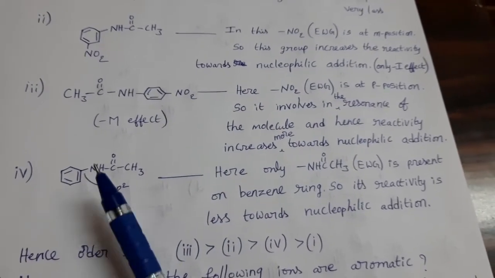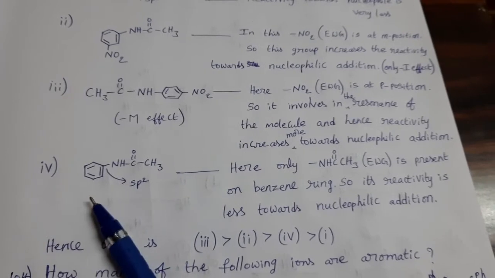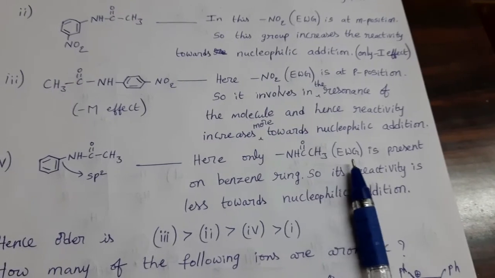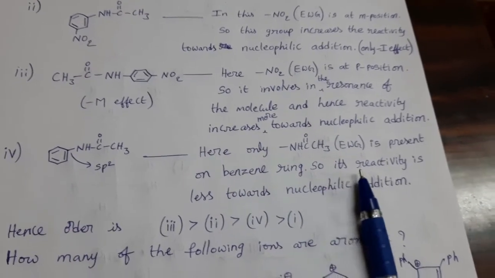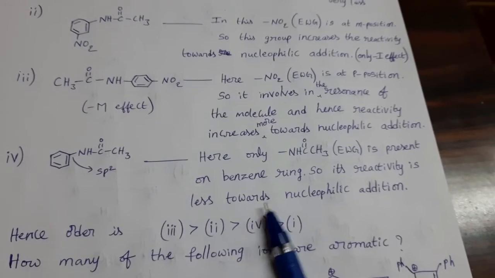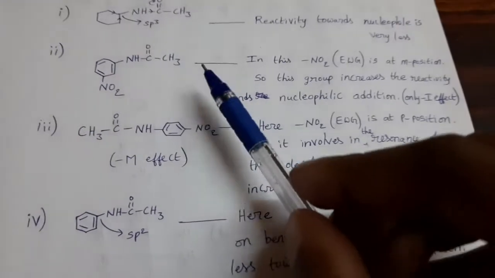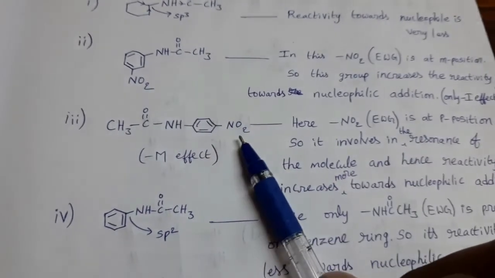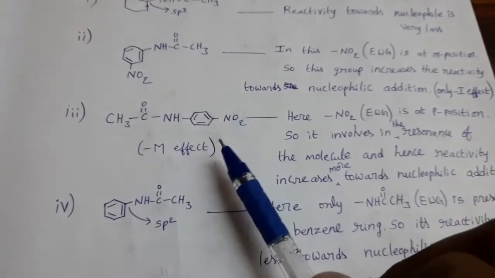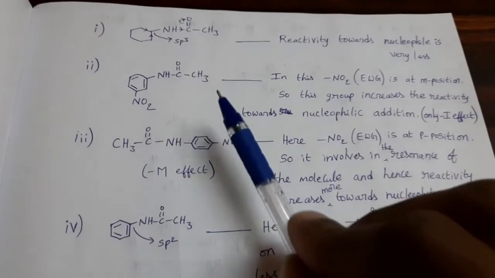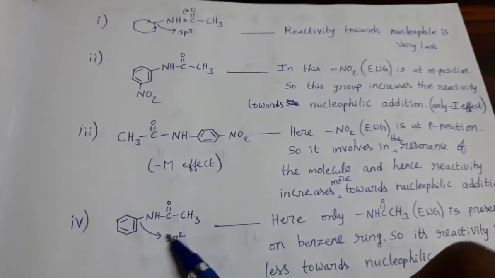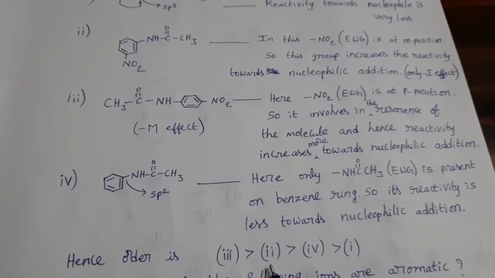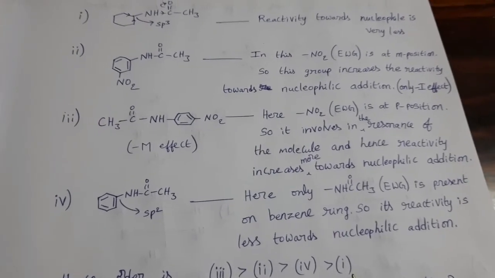Next, benzene ring having NHCOCH3. In this, no NO2 group is there. Here only the NHCOCH3 group is present on the benzene ring, so its reactivity is less towards nucleophilic addition. In these two compounds, NO2 group is present here at meta position, here at para position. Between these two, the para has the highest reactivity, then this one, then this, and then this. So the order is third compound greater than second one, greater than fourth one, greater than first one.